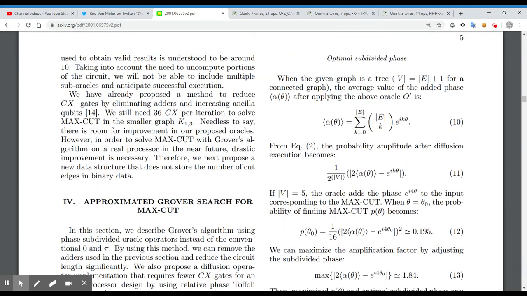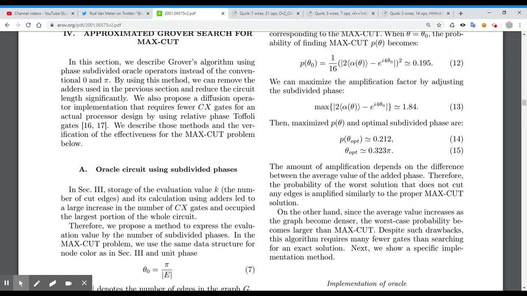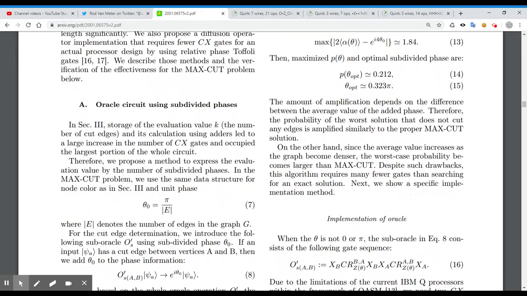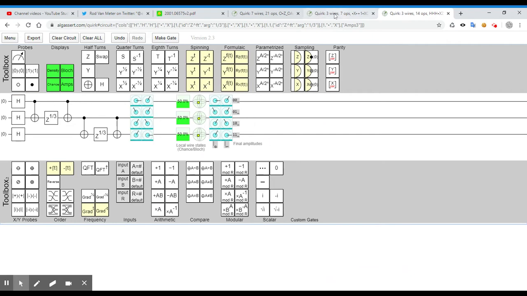Okay, so now there's going to be a bit of math in here. When the given graph is a tree or a connected graph, the average value of the added phase after applying the above oracle is this. I'm just reading through that right now, okay? So we'll go back to these kinds of justifications later. I'm going to assume that that is correct.